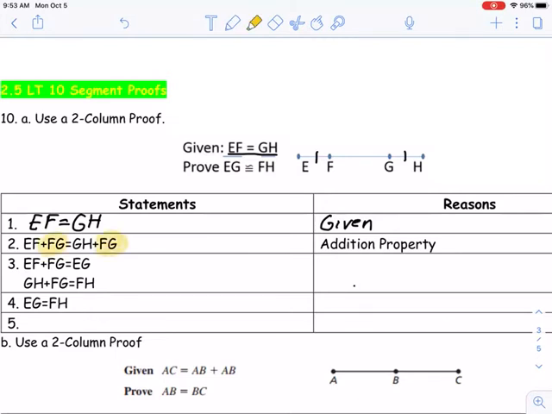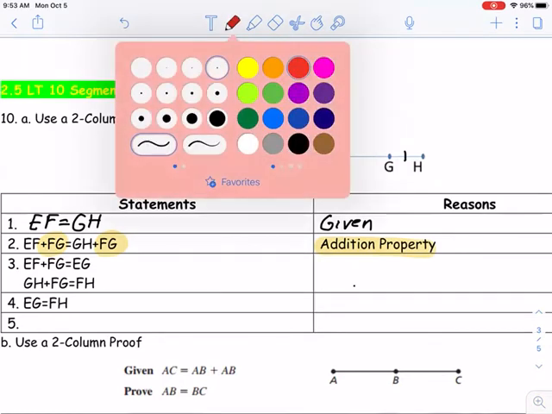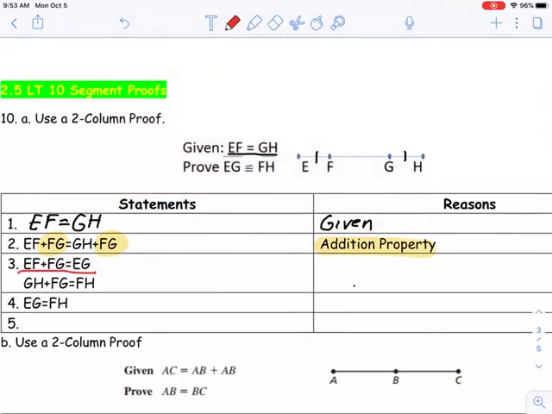And then this proof right here, it told me that I added FG to both sides. That's pretty cool. And that's addition property. When you add something to both sides, it's addition property. Now what's really neat is we're going to look at this stuff right here, such as EF plus FG equals EG. Similarly, I'm saying GH plus FG equals FH.